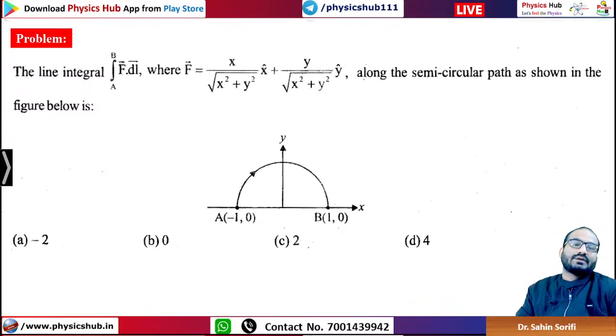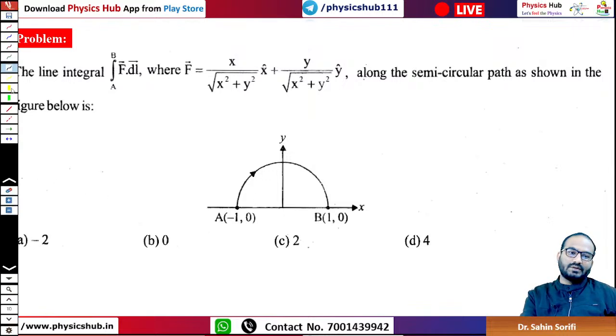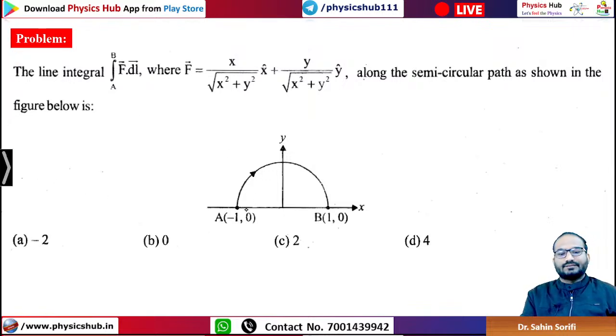Look at this problem. The line integral from A to B of F dot dl, where F is given by this, along the semicircular path as shown in the figure. Here this is a semicircular path, and as you can see, the line integral is to be evaluated from A to B, and you can see the direction. It is in the clockwise direction. If it were anti-clockwise, then it would be B to A. Okay. So how can you solve this particular problem?